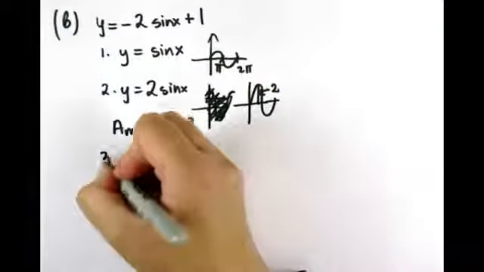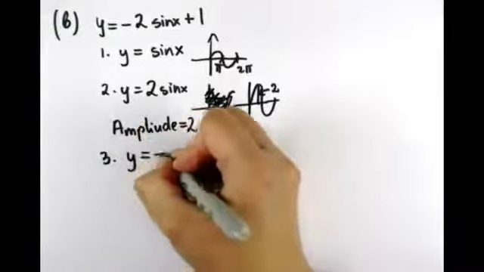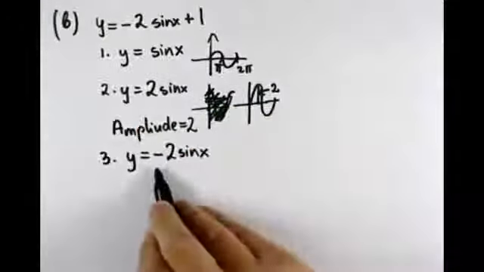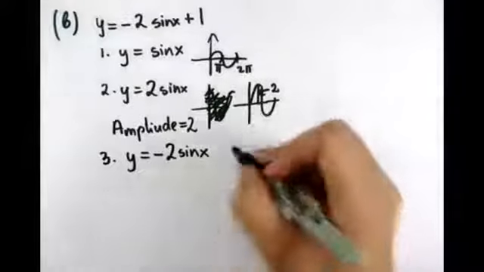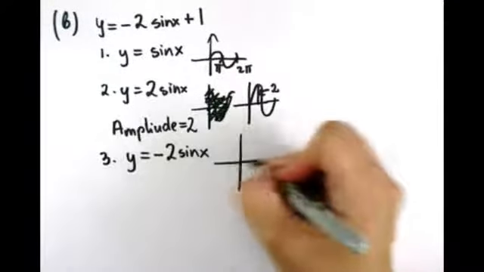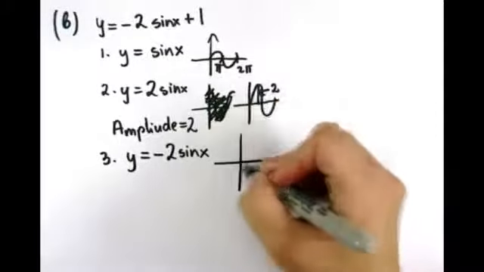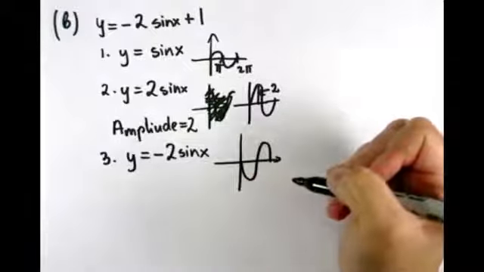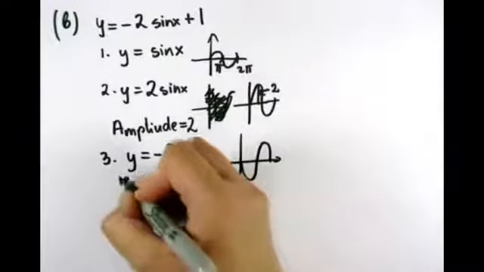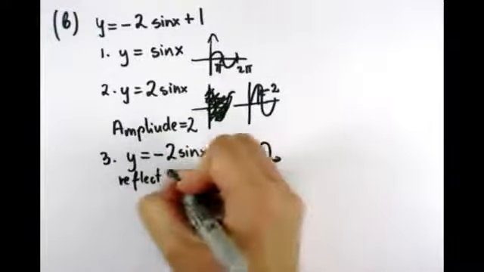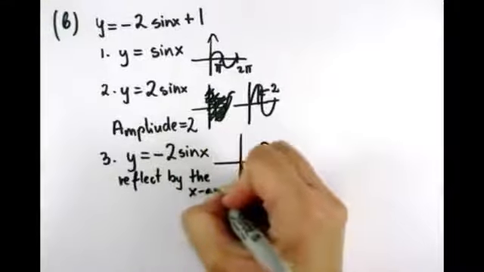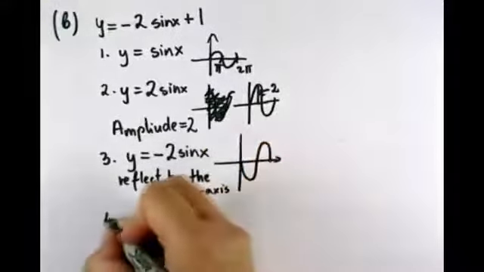And number 3, we have y is equal to minus 2 sine x. So the minus is the reflection, reflect by the x-axis. So the graph is reflected down. So it's gonna be right here. Okay, reflection. Reflect by the x-axis.